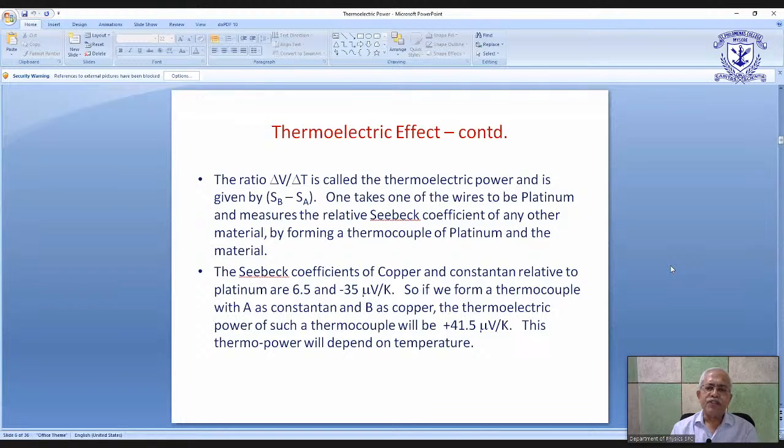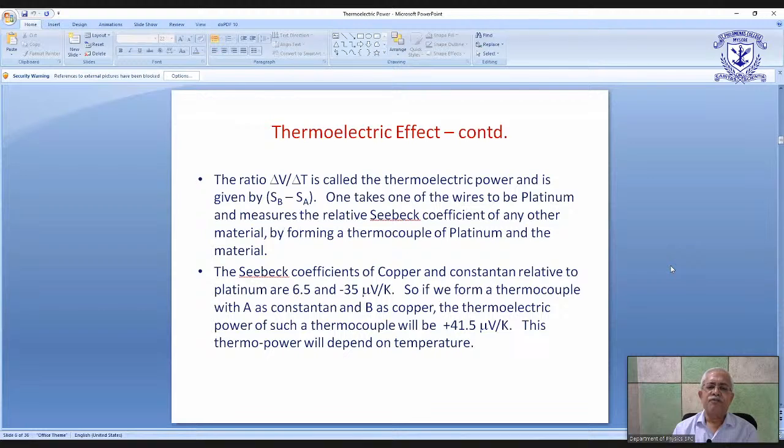So if the Seebeck coefficients of copper and constantan, as determined by the principle I just spoke of, are 6.5 and minus 35 microvolt per degree Kelvin, and we form a thermocouple of copper and constantan, then it can be easily seen that the effective thermoelectric power would be 6.5 minus of minus 35, because it is something like SB minus SA. That will give you a value of 41.5 microvolt per degree Kelvin. Earlier we were talking about a thermocouple made of platinum and copper, or platinum and constantan. By doing those experiments, you can determine the Seebeck coefficient of copper and constantan.